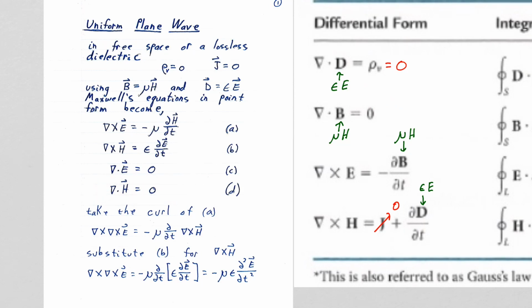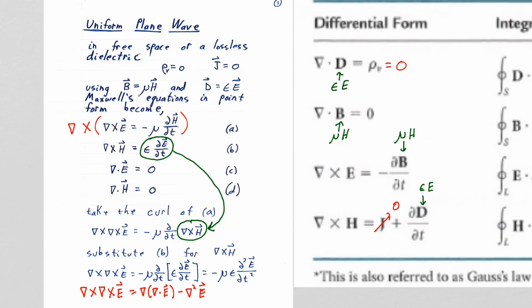So here's the form of Maxwell's equations in point form for free space or a lossless dielectric. If this was free space, mu and epsilon would just become mu sub 0 and epsilon sub 0. Let's take the curl of both sides of this equation, which will result in this equation here. For the curl of H, we will substitute epsilon times the partial of E with respect to time. So we'll have this equation here.